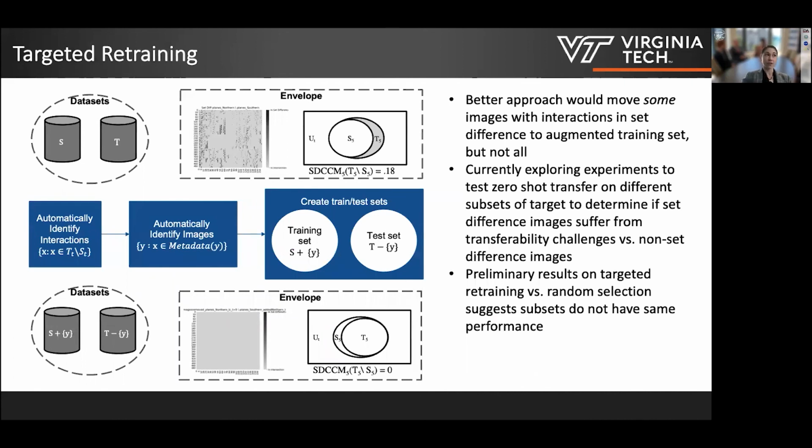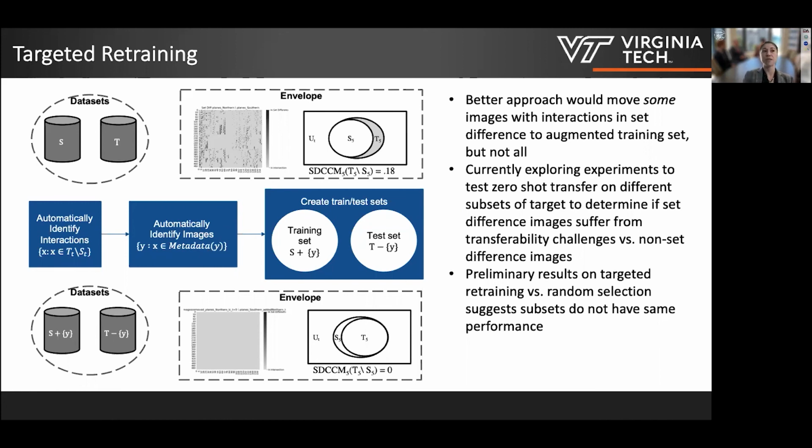Another idea we have is to use this for targeted retraining. So let's say we have our data sets, S and T, the Southern set and the Northern set. We compute our operating envelope. We can then use the set difference to automatically identify the interactions that are in the set difference, and then automatically identify images that contain those interactions. So I can say specifically, these are the Northern Plains images that have some interaction that's never present in the Southern Plains data set. And then we could take those images and augment the training set with those images that contain a set difference interaction.